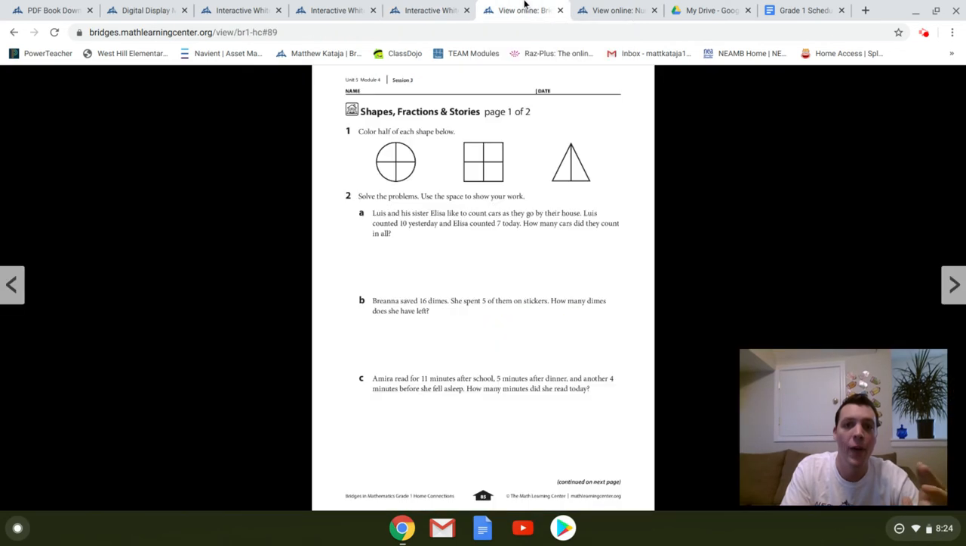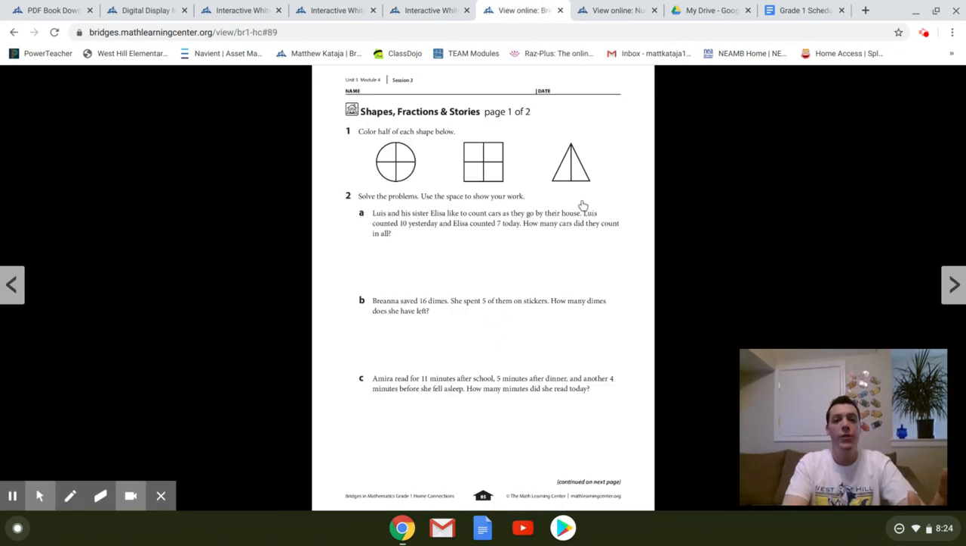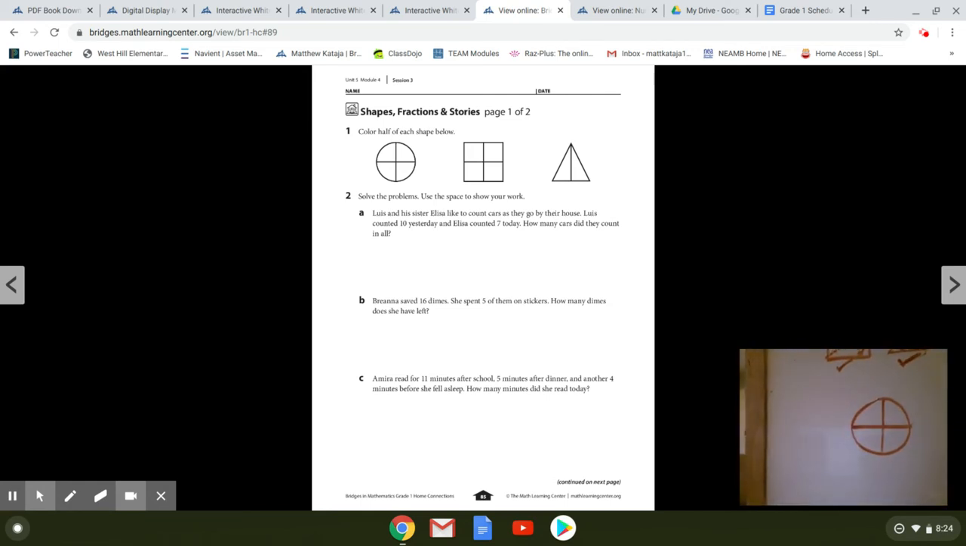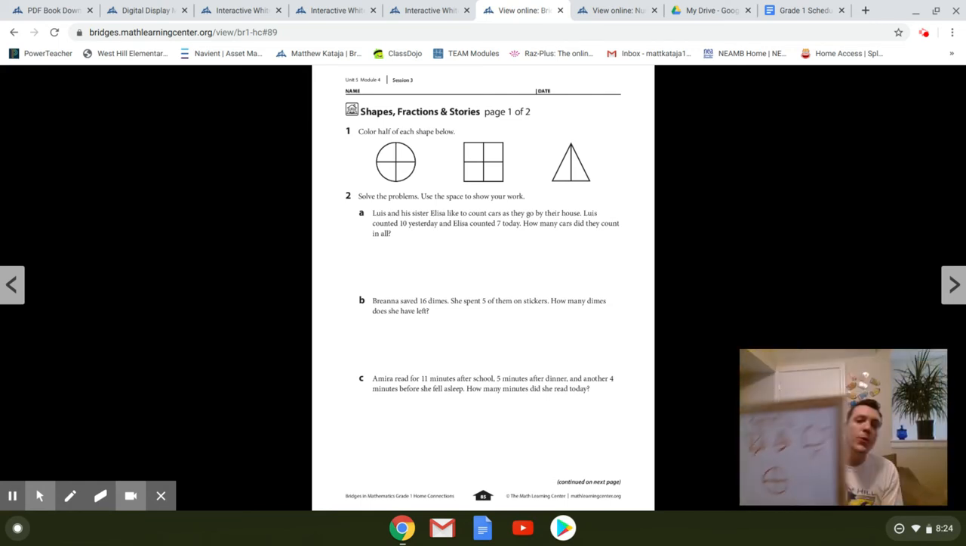And on that note, here's one of your pages that you have assigned today. I'm actually really excited about these pages. I like these pages. So let's look at the first problem. Color half of each shape below. I drew my little circle here. So how would I color half of that circle? Now you do know that 1/2 is 1 part of 2. So it's when you have 1 equal part, right?